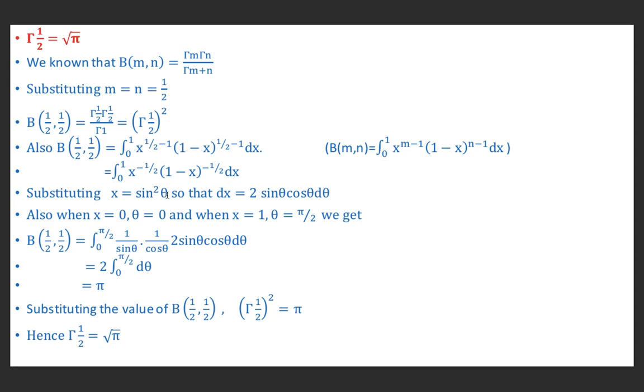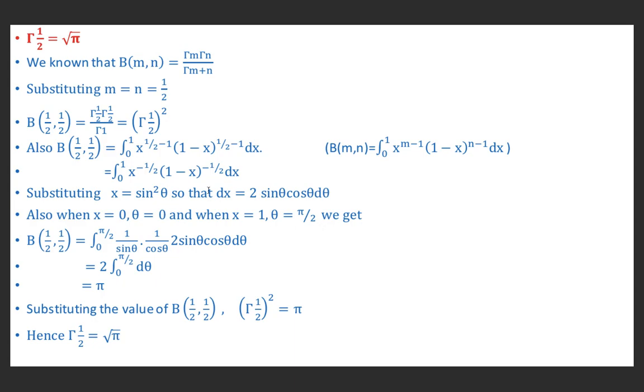If we substitute x equal to sine square theta, dx will be 2 sine theta cos theta d theta. Here the limits are from 0 to 1. If we substitute x equal to 0, theta will be 0. If we substitute x equal to 1, theta will be pi by 2, because sine pi by 2 is 1 and sine 0 is 0.